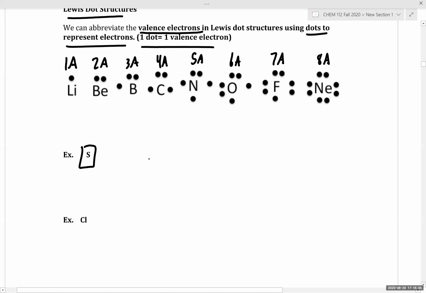So for example, if I'm looking at sulfur, how many valence electrons does sulfur have to its name? How many valence electrons does sulfur have? 6. Yep, exactly. 1, 2, 3, 4, 5, 6, because sulfur is a 6A element. Likewise, chlorine is a 7A element, and in turn it has 7 electrons, 7 dots for its Lewis dot depiction.